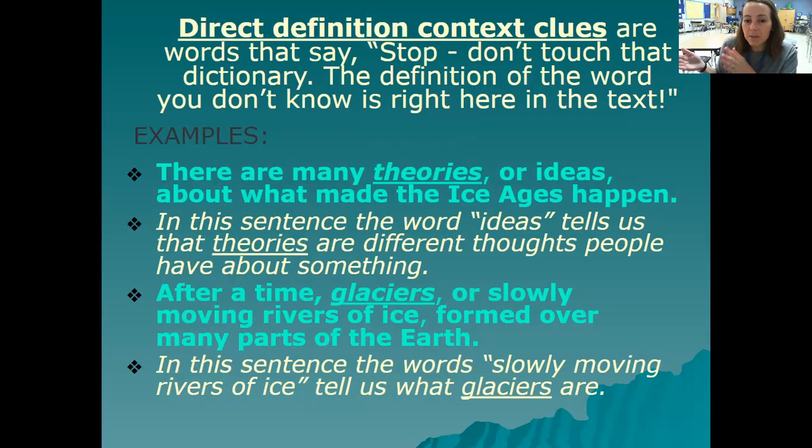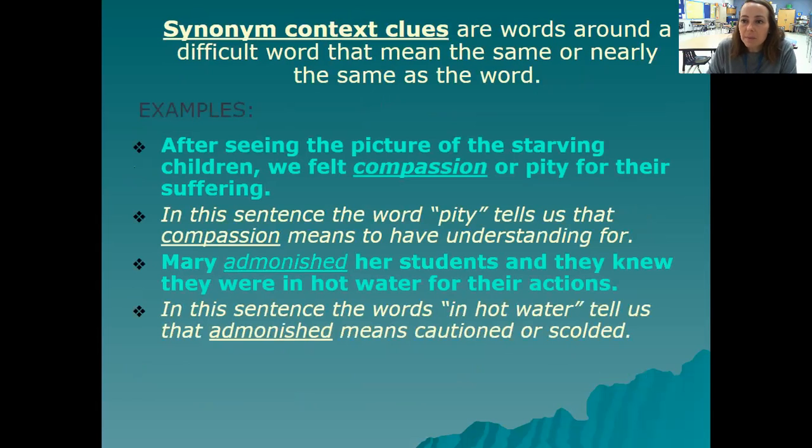And again, right beside that unknown word, inside commas, the author gives us a direct definition context clue. It says, or slowly moving rivers of ice. So if we didn't know what a glacier was, the author tells us right there, a glacier is a slowly moving river of ice. So that's one type of context clue that we can look for as we're reading. If we have a word that's difficult, look for a direct definition clue where the author just gives us the definition right there.